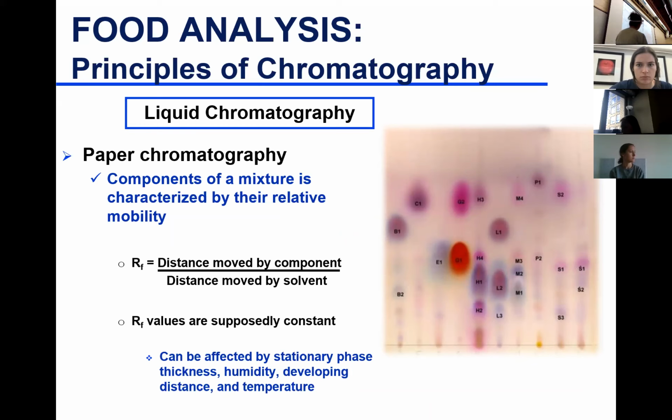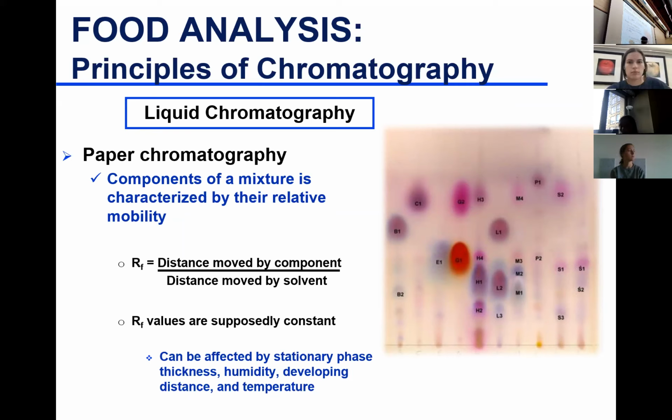So in order to compare your different components of your sample, there's one measure, which we call the relative mobility of your component. And it's the distance moved by the component over the distance moved by the solvent. So usually when you have your line where you put your sample and the top where you stopped the development, where the solvent reached the top of the paper, you take that distance. And that would be the distance moved by the solvent.